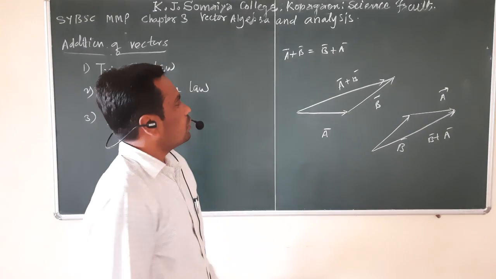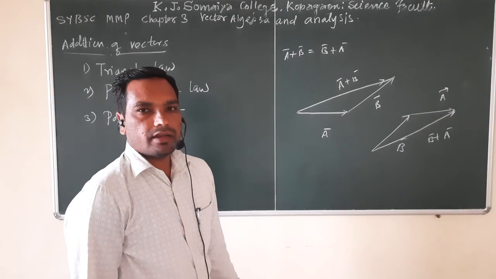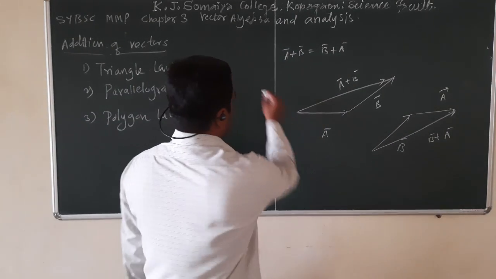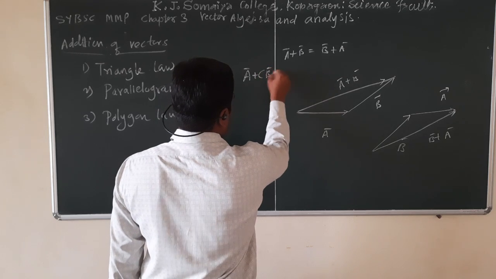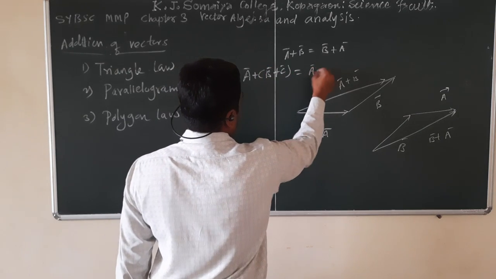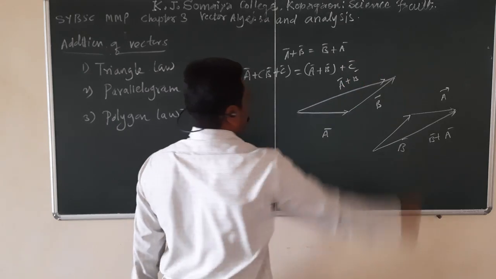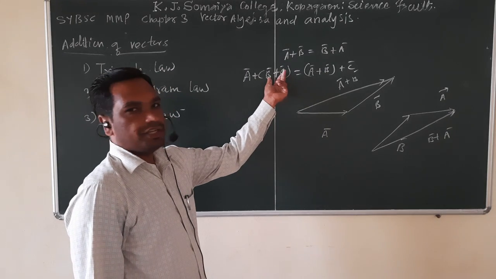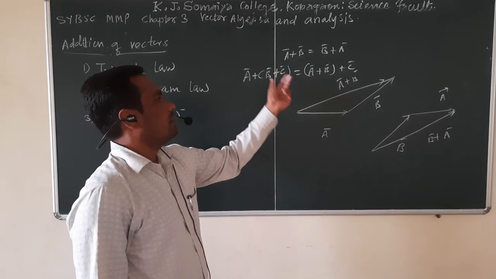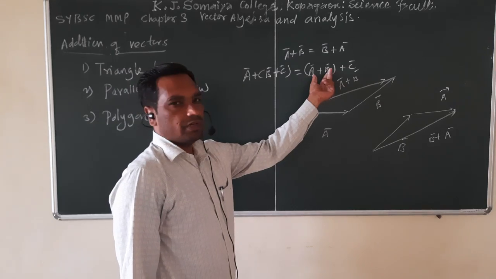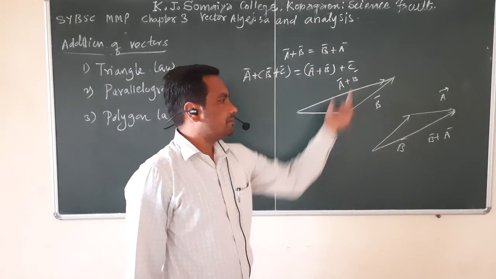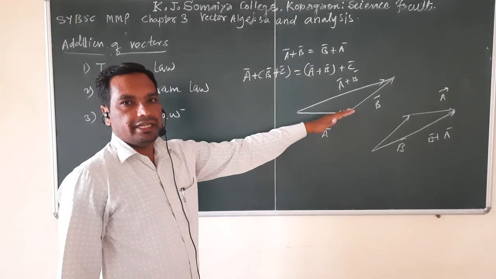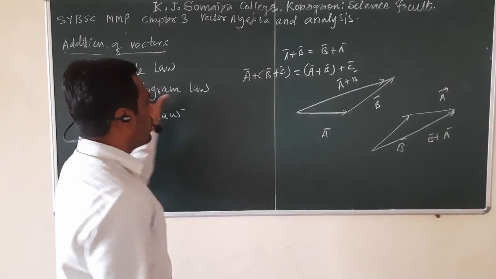Also, vector addition follows the associative property, which means if we have three vectors, vector a plus vector b plus c is nothing but vector a plus b plus vector c. Here, taking the addition of the second and third vector is the same as taking the addition of the first and second vector added to the third vector. Okay, now next, in this way we can use the triangle law of vector addition. Now next, the parallelogram law of vector addition.